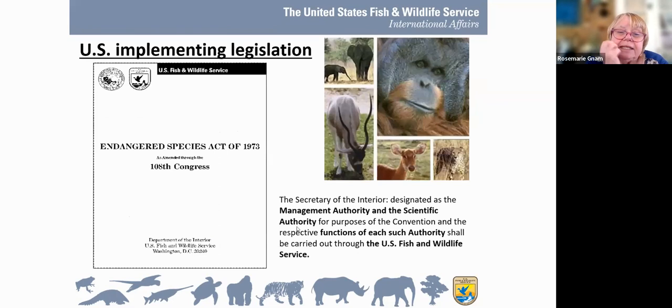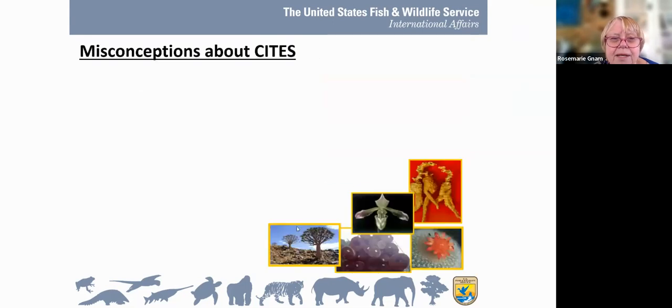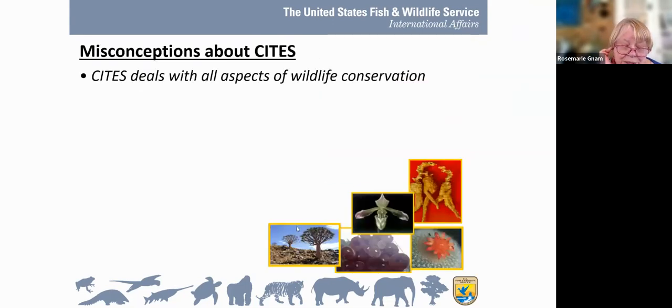Next slide. The Endangered Species Act of 1973 is essentially our authorizing legislation that establishes the Secretary of Interior, who designated the authority, created the Management and Scientific Authority and gave that authority to the Fish and Wildlife Service. So that's the laws that regulate us and how we implement CITES. Next slide. And our regulations are found in part 23.